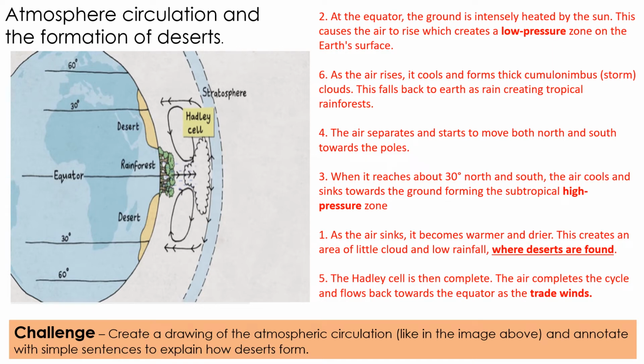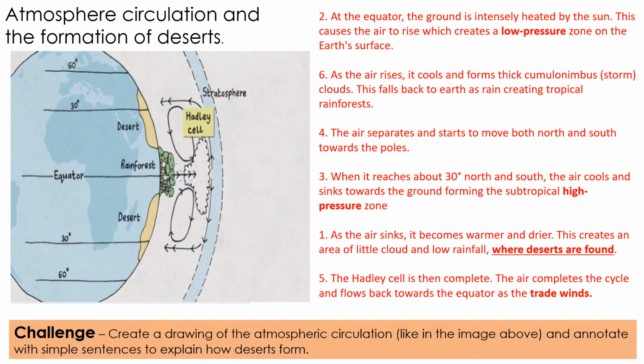As we know, rainforests need significant amounts of rain, and at this point on the Earth's surface, we get a lot. What then happens is that the air separates and starts to move both north and south towards the poles. And as it reaches about 30 degrees north and south, the air cools. And as it cools, it sinks towards the ground, forming the subtropical high pressure zone.